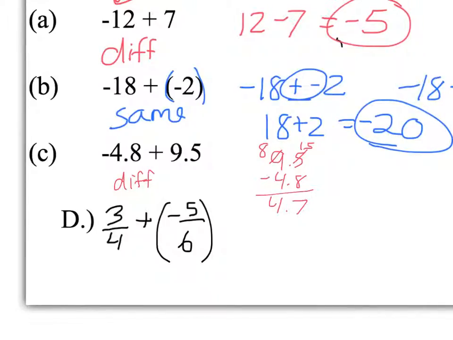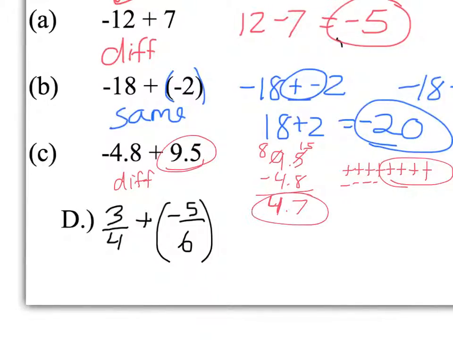And then you have to decide, is it positive or negative? My bigger number, 9.5, was positive, so overall I have more positives than negatives. And think, if you were to write them out, now I know you cannot write out 9.5, but even if you wrote out 9 and 4, you have 9 positives, and you have 4 negatives, and you clearly have more positives than negatives. So your answer is 4.7.